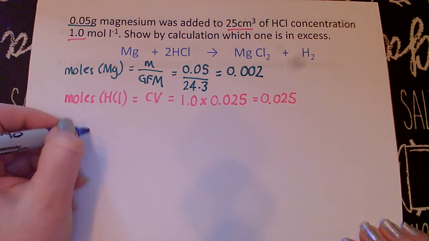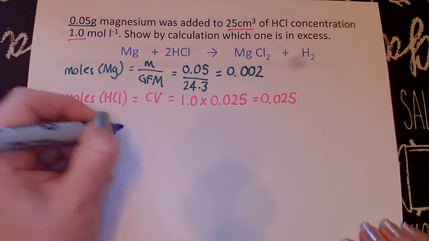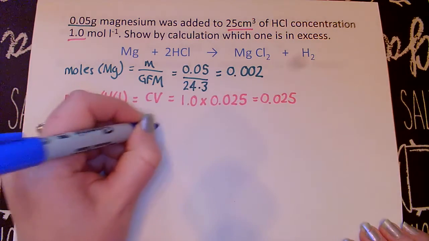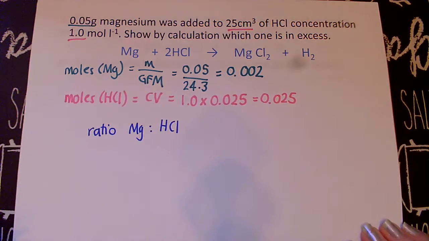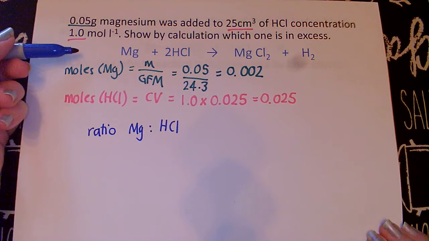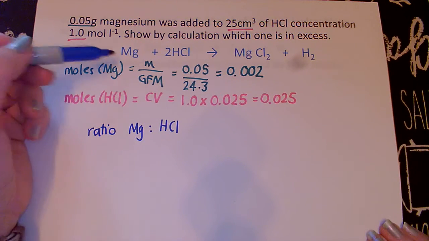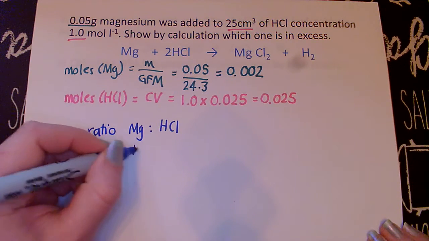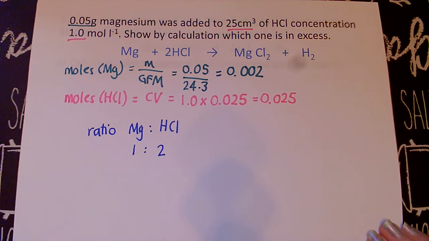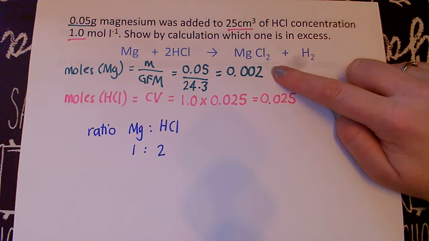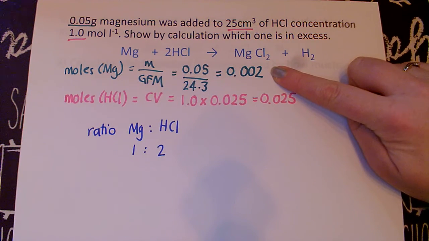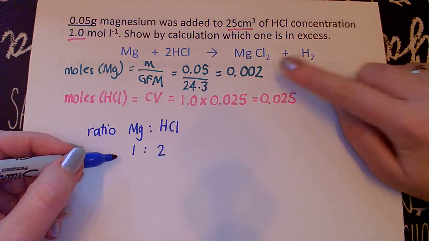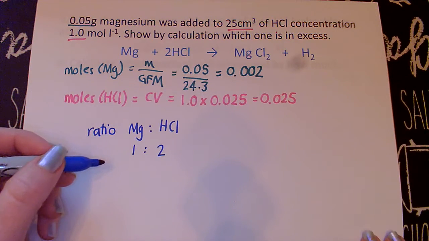So, ratio for magnesium to hydrochloric acid, looking at the balanced equation, I can tell is 1 to 2. So remember, you're looking for any balancing numbers at the front of the formula. So 1 to 2. Now I'm just going to take the moles of magnesium I've worked out and use that with my ratio, and that'll allow me to work out which one is in excess.